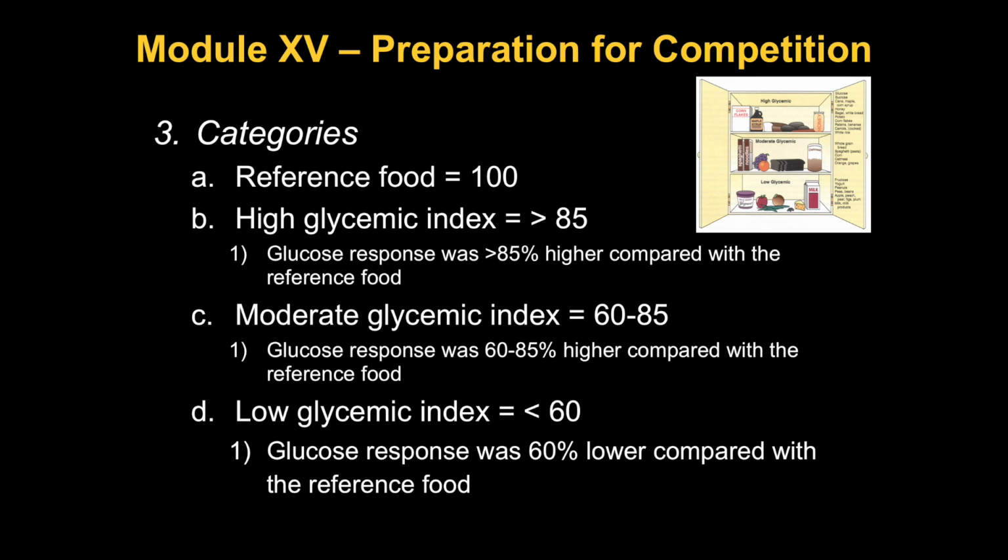So the categories as far as the glycemic index are concerned: your reference food gets a value of 100. Foods that have a high glycemic index, so they cause a really large spike in glucose in the blood, are greater than 85. A moderate glycemic index would be anywhere from 60 to 85. And a low glycemic index is less than 60. So the higher the glycemic index, the greater the amount of glucose that was dumped into the bloodstream as a result of that particular food.